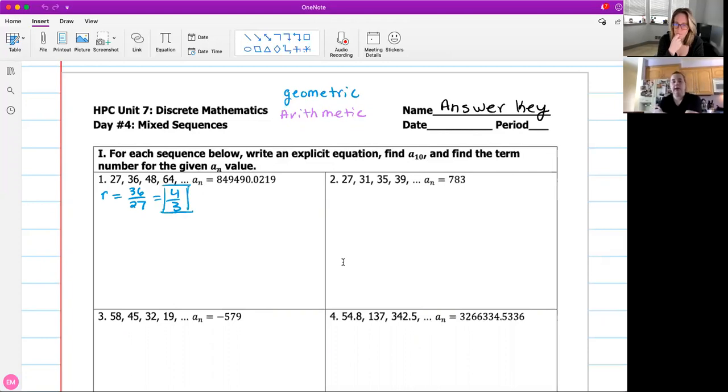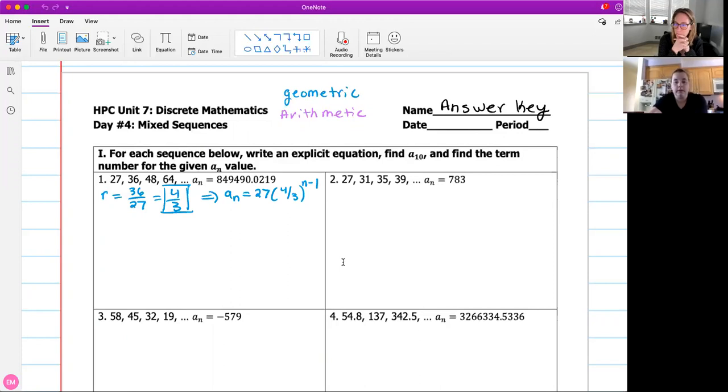Then we're asked to find the explicit equation. So let's find that really quick. Our explicit equation would be a_n equals our first term, which is 27, times r, so 4/3, to the n minus 1. And there's our explicit equation from yesterday.